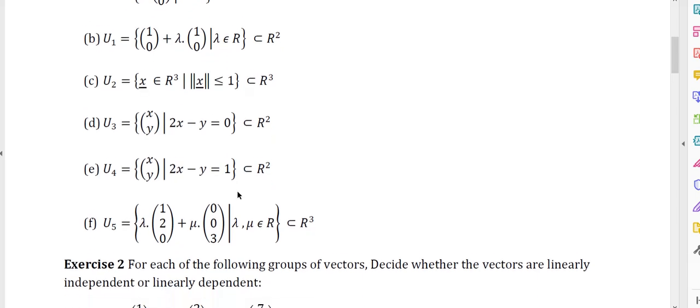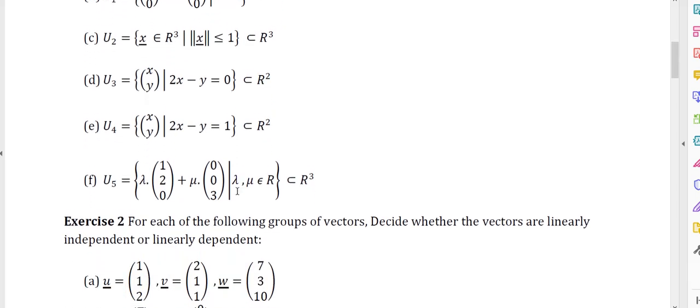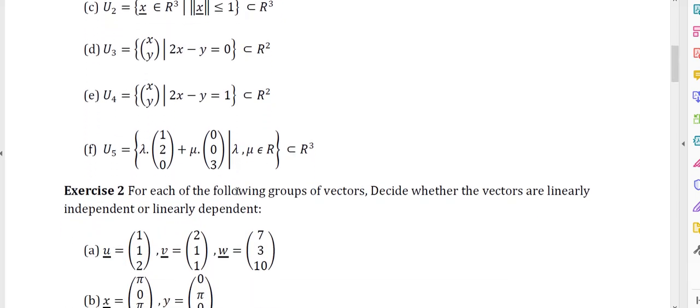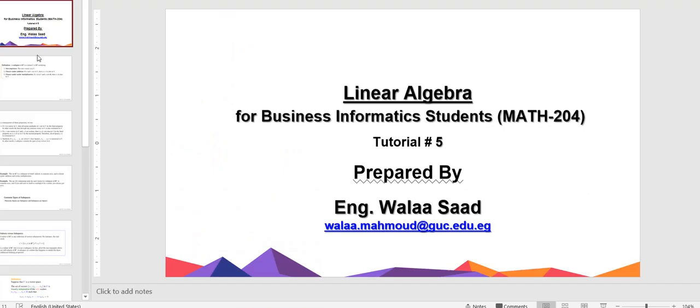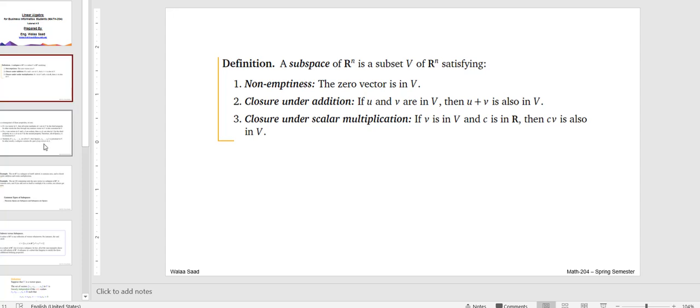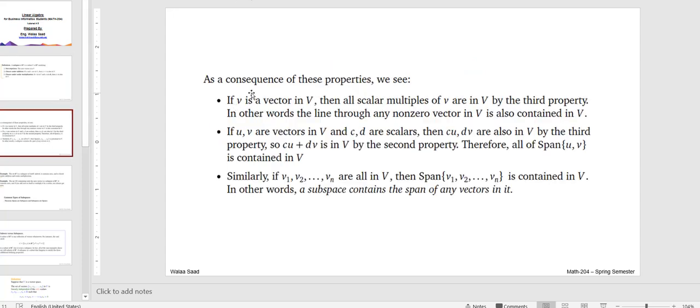I will leave U5 because it's very trivial. You can do it. U5 will be a subspace, and you will be able to do it. Now let's move to the second concept, and before doing this, let's take some consequences for what we have just discussed about the subspaces.